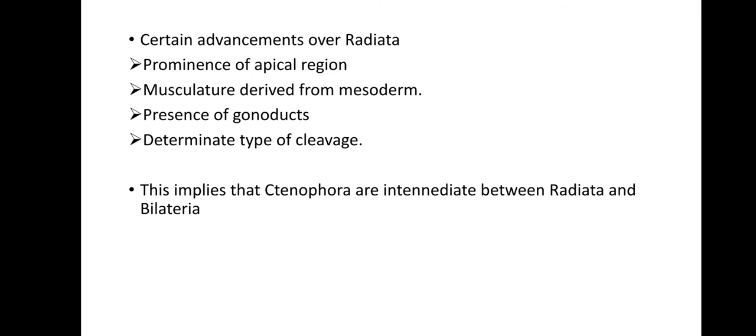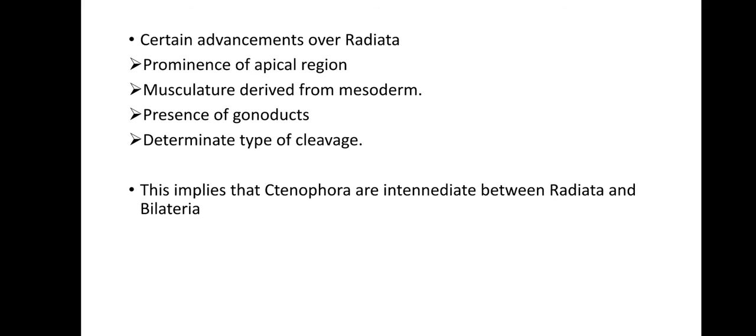And then there are specialized gonoducts which is lacking in Coelenterata, and they show determinate type of cleavage. Determinate type of cleavage means when the cleavage occurs, each cell is already fated to become some part of the body. That means they cannot be differentiated further into any other type. In case of indeterminate type, what happens? A particular cell will be induced later to become a specific structure. It will not be a predetermined one. Its fate is not preformed. So such type of cleavage is indeterminate, but here it is determinate type of cleavage.